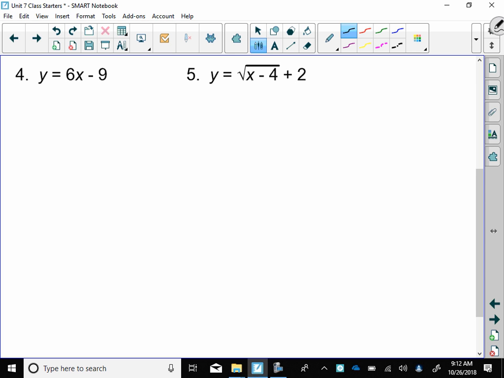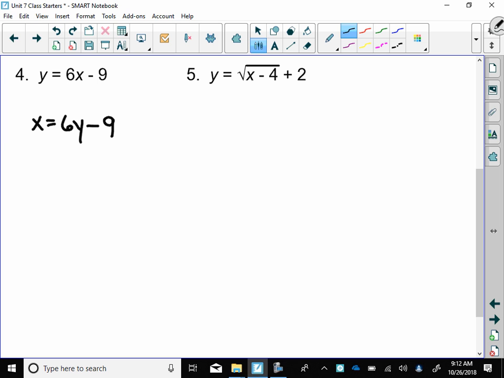Well, before we get the y by itself, what do you do? Switch, right? An inverse switches the x and y coordinates. It switches the domain and the range. So x and y get flipped. So now it's going to be x equals 6y minus 9. And then we got to get y by itself.